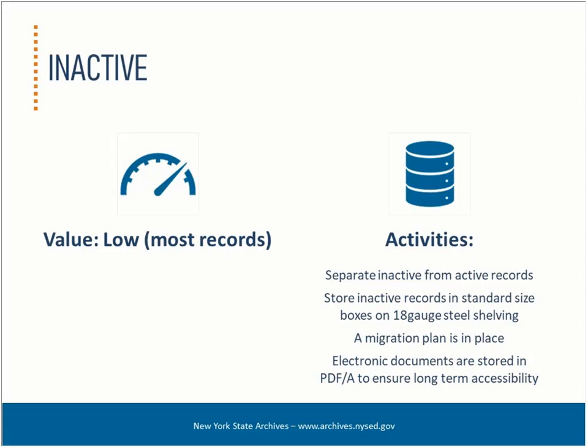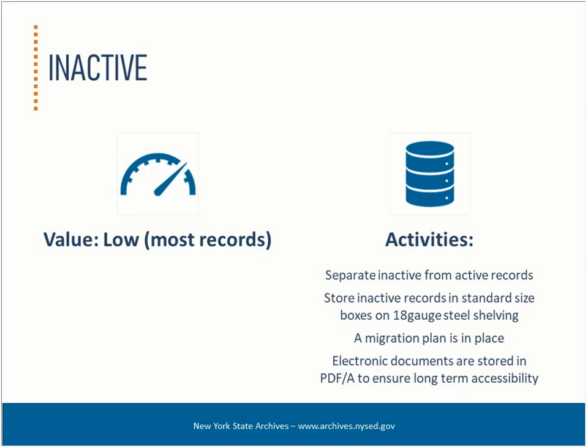Another activity is to store the inactive records in standard size boxes. That would be a 1 cubic foot box on 18 gauge steel shelving. And you want to use 18 gauge steel shelving because it's designed to hold the weight of the records. If you use anything weaker than that, what's going to happen is that shelving is going to start to bend, perhaps buckle, and even collapse, which could be quite dangerous.